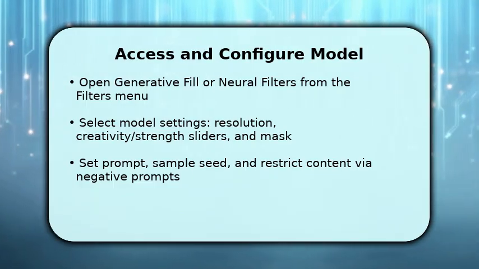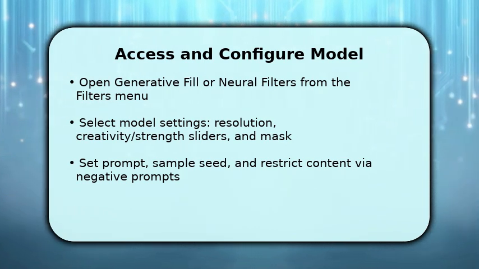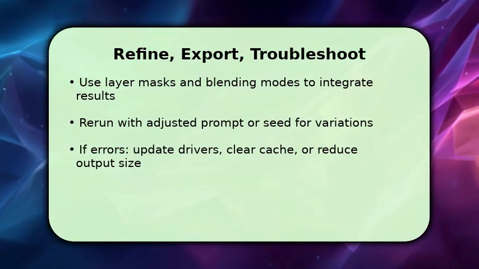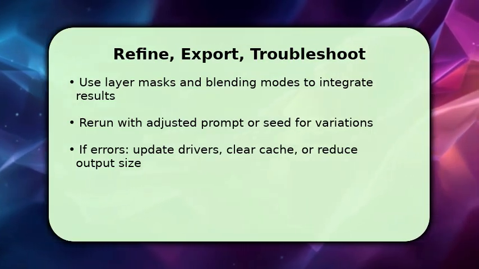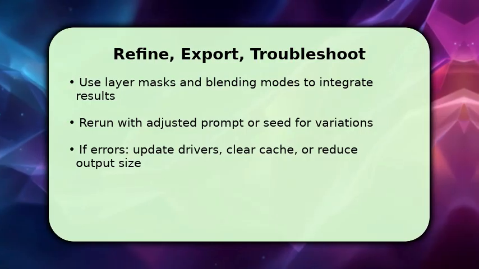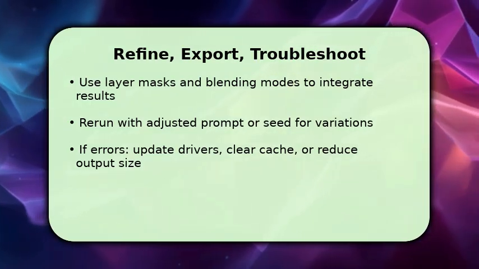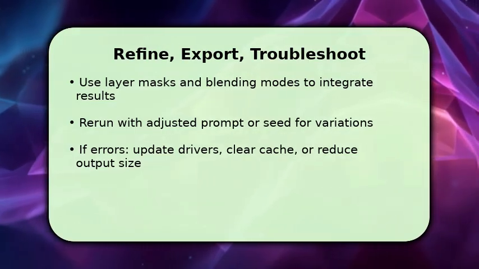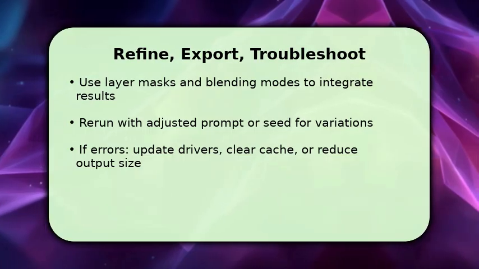Once configured, run a preview. Review multiple samples and adjust sliders until output matches your vision. Finish by refining generated content. Convert results to smart objects, paint on layer masks, and use blending modes plus selective color correction to match lighting and texture. Make non-destructive edits so you can rerun generation with a new prompt or seed if needed, creating variations quickly. Export using Export As with desired format and color profile.